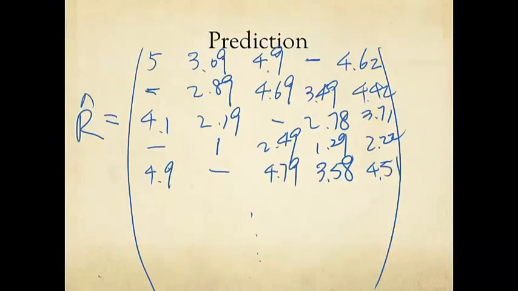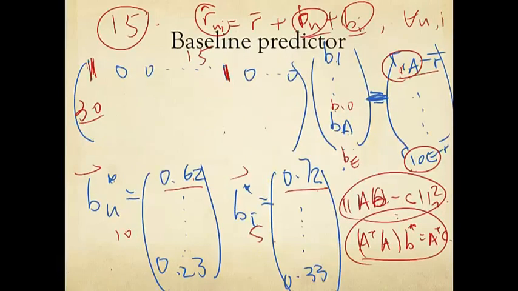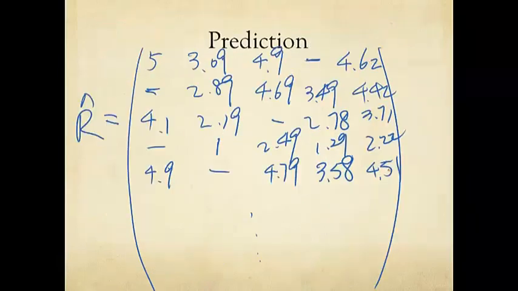Step number 2 is the prediction on the baseline. So the baseline predictor using the optimized b_u, b_i, and the average R bar will give you this prediction. Okay, we call this R hat. If you look at this R hat, and remember, some of these are training data, some are test data. So these, for example, are the test data.